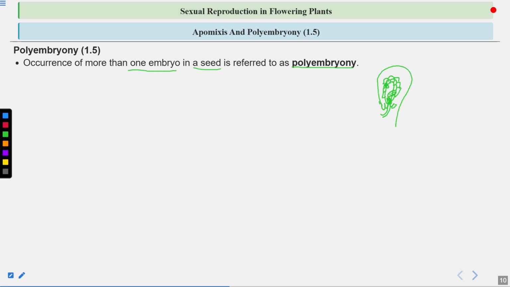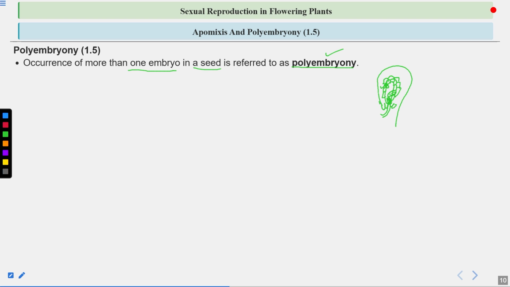Apomixis and sexual reproduction both are taking place. Yes, this is apomixis. Apomixis is what? Formation of seed without sexual reproduction. But in the case of polyembryony, there can be two places in which embryo formation takes place, with sexual and also without sexual. So if it is forming the sexual one, then you cannot say that this is apomixis. But yes, if it is forming only by the asexual method, then you can say that this is apomixis, right?